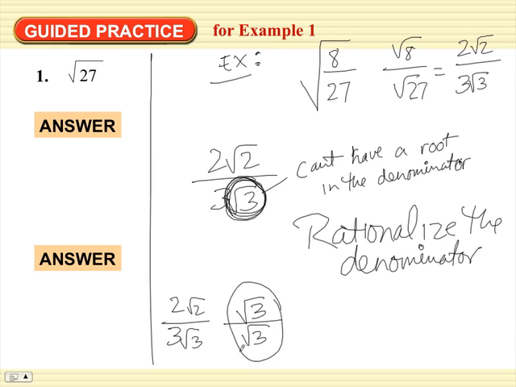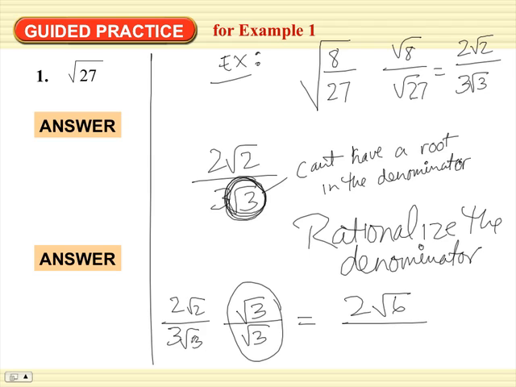It keeps the same value, right? But is it going to look the same? No. So let's rewrite the look of it. So 2 times root 2 times root 3 becomes 2 root 6. Now look at the bottom. Be careful with this. People mess this up all the time.